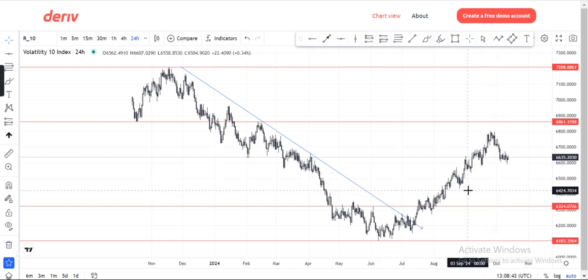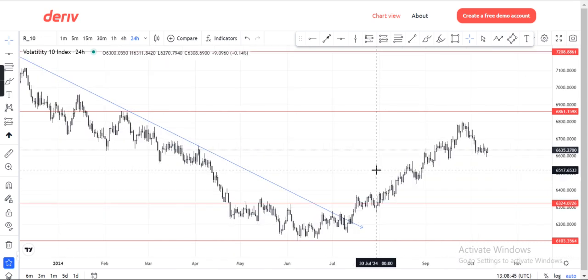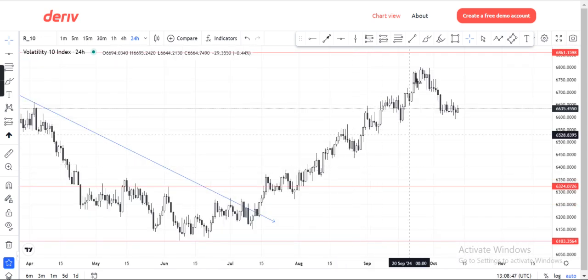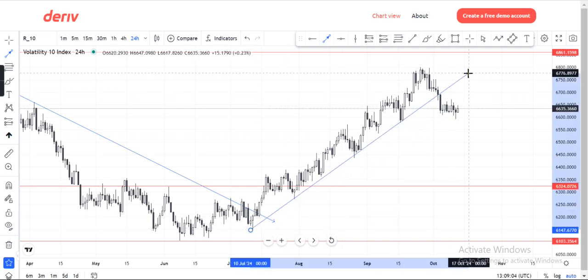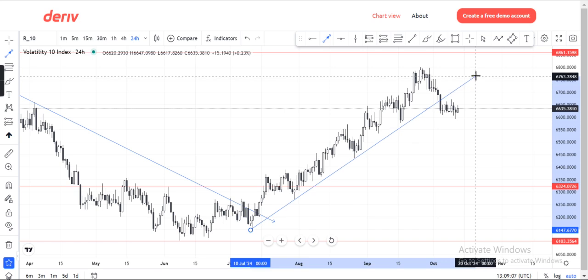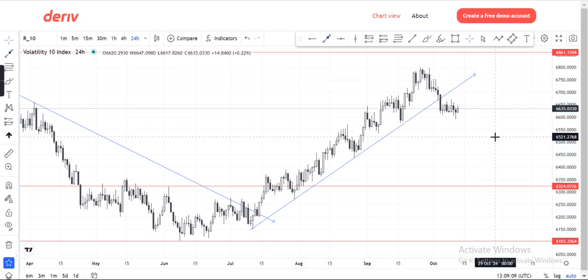One other thing we can do to assist the whole bias thing is we can come here and draw our trend line. Now, we always draw our trend line from the lowest point to the highest point. So we can simply draw it from this low that created the break of structure to the top. So this is what we have, guys.